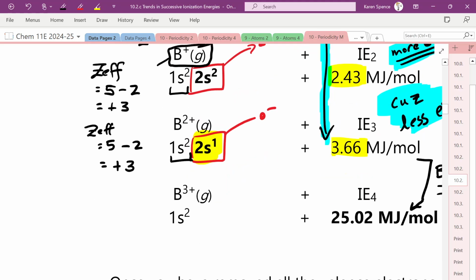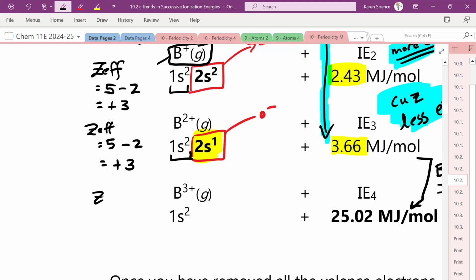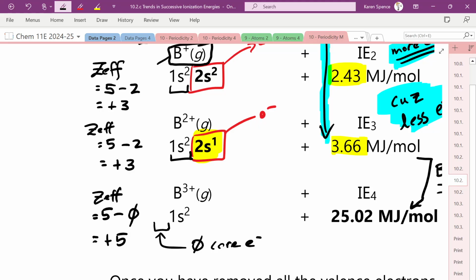When we get to B3 plus, we still have 5 protons. How many core electrons do we have? 0 core electrons, right? Like there's nothing in between that 1s subshell and the nucleus. Nothing in between. So Zeff is now plus 5, right? That's quite a big change. And that's why those electrons are held so much more tightly.